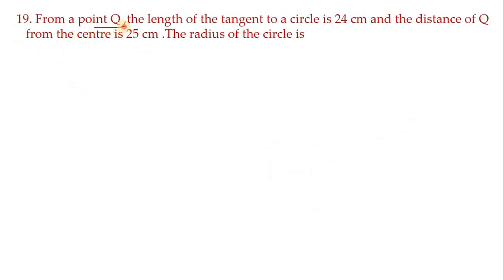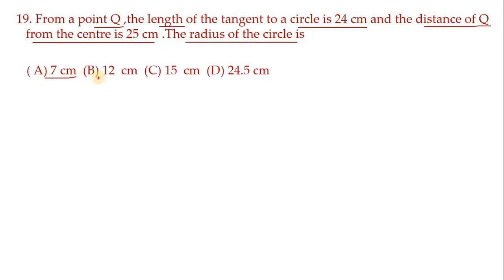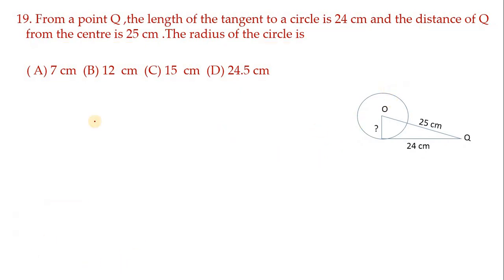From a point Q, the length of the tangent to a circle is 24 centimeter, and the distance of Q from the center is 25 centimeter. The radius of the circle is 7 centimeter, 12 centimeter, 15 centimeter, 24.5 centimeter. First, let me draw a suitable figure. The figure is not given for this problem, children. See, understand the problem now.